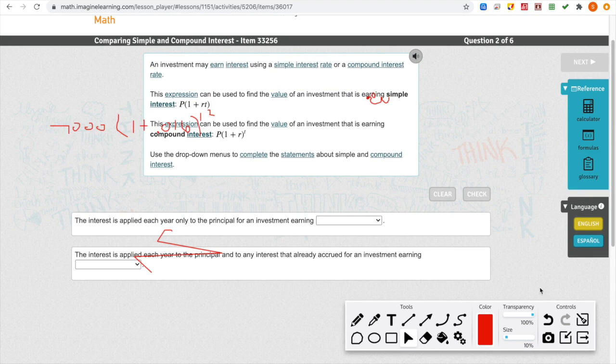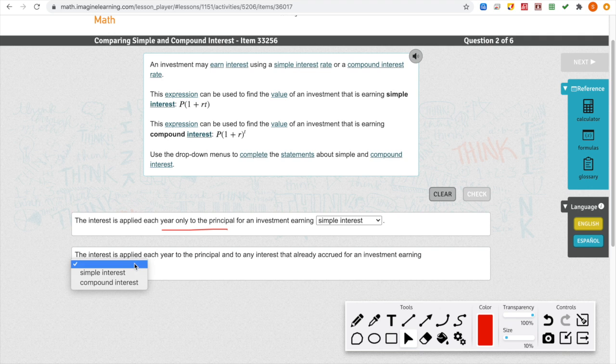All right, so we're going to be looking at the same question again. Interest is applied each year only to the principal for an investment earning simple interest. So only to the principal is simple interest. If it's applied each year and to every other year based off the stuff that it's earning, that will be compound.